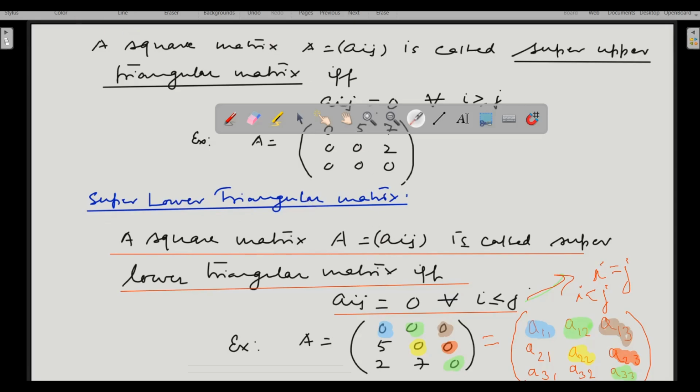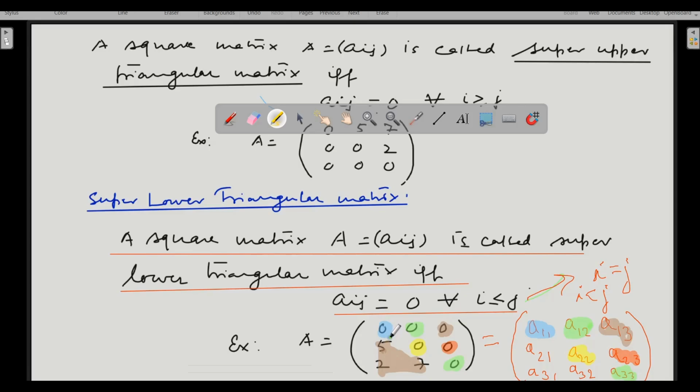Now why is it being called like that? Let me give you the reason. Because a triangle of numbers is being formed at the lower side of the matrix. That is why it is called super lower triangular matrix. And why super? Super because even the diagonal elements are 0.